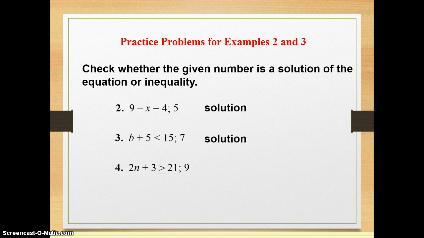Number 4. 2n plus 3 is greater than or equal to 21. Is 9 a solution to this inequality? We substitute 9 in for n and evaluate. 2 times 9 is 18. 18 plus 3 is 21. So 21 is greater than or equal to 21. So therefore 9 is a solution.